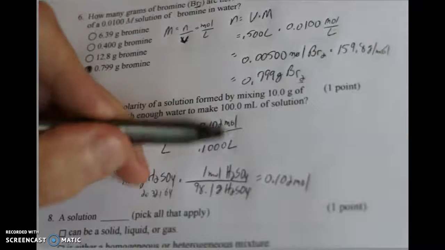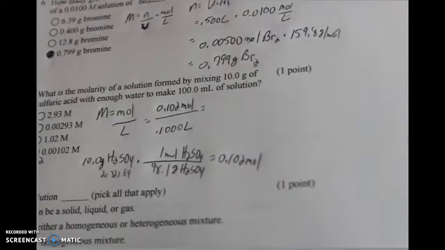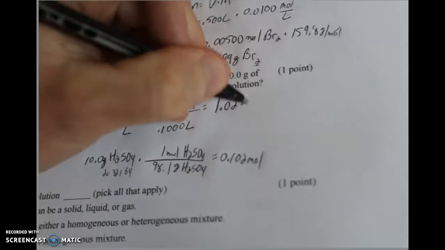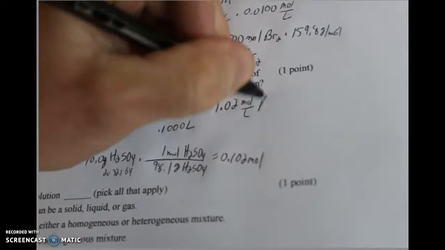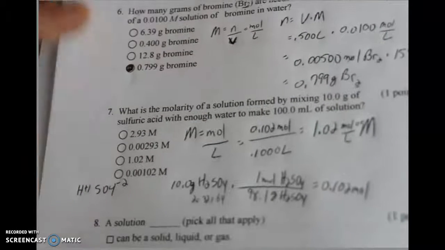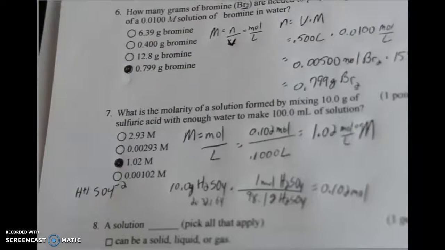Now we have those units of moles per liter, which is good because that's what we're looking for, molarity. So when you divide this, what you end up getting is 1.02, and you can either write moles per liter or you can write M. It doesn't really matter which. The multiple choice options in this case just have a capital M because that's what people usually go with as the abbreviation, 1.02 molar.